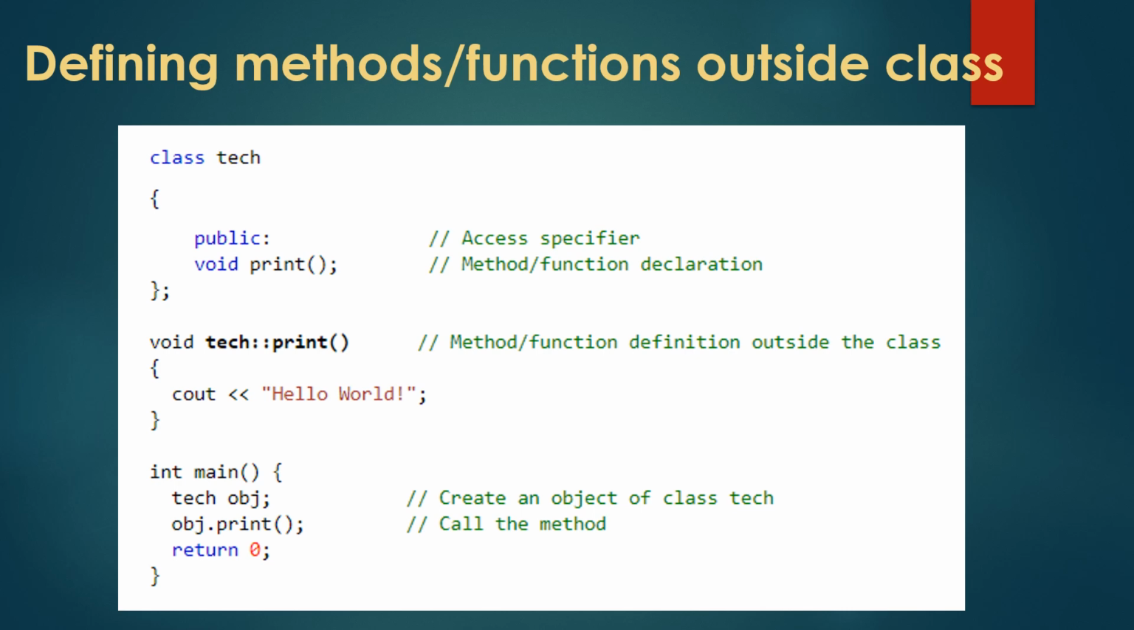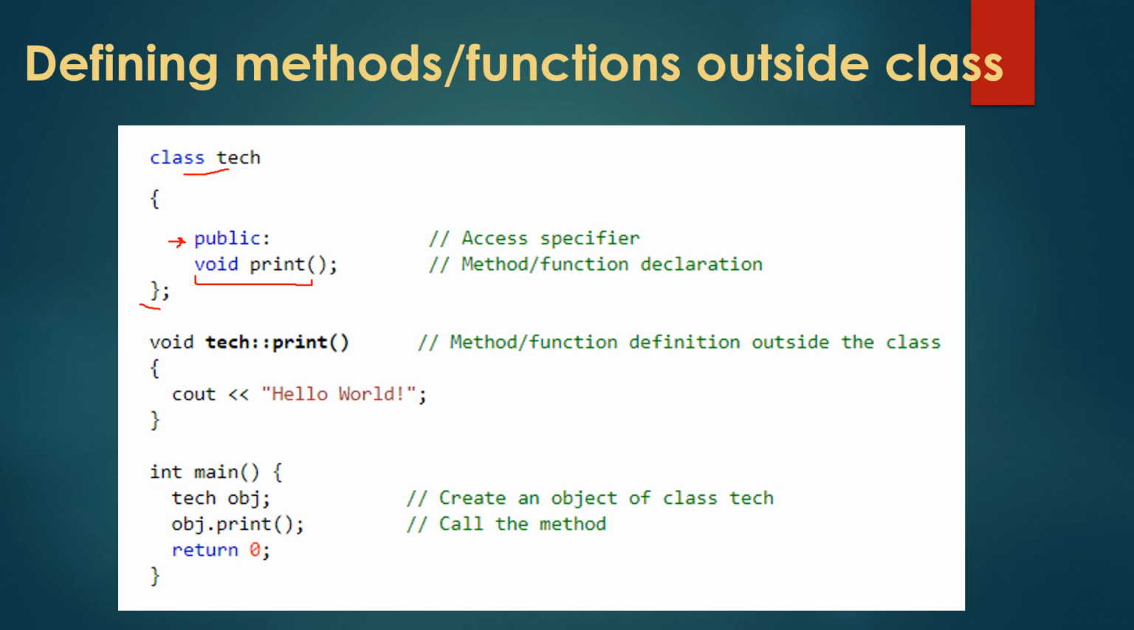Now to define a method or function outside the class, first we will be declaring your function inside the class and then defining it outside the class. Here we have taken class tech again. Inside this we have taken your access specifier public. Now you can see here we have taken the print function. We are just declaring it. We are not defining it. And end of the class.